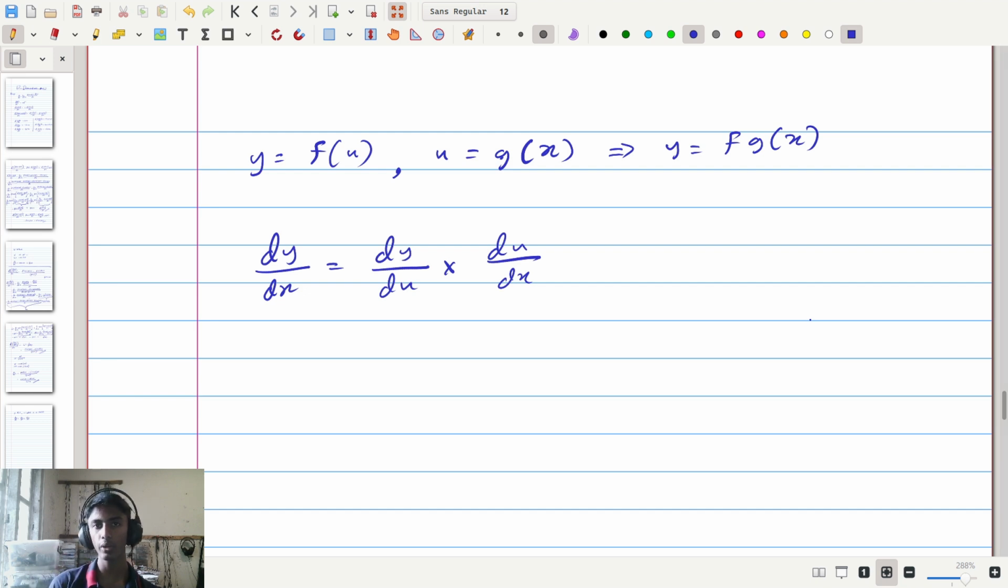Now some of you might look at this and see, well, isn't it obvious, if we just cancel these two, this is going to be equal to dy by dx. No, that's not how this works. Remember, this right here is just notation. This is not a fraction.